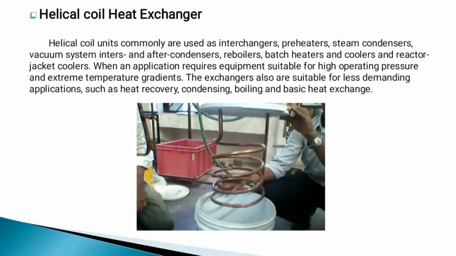Helical coil units commonly are used as interchangers, preheaters, steam condensers, vacuum system inter and after condensers, reboilers, batch heaters, coolers and reactor jacket coolers. The exchangers also are suitable for less demanding applications such as heat recovery, condensing, boiling, and basic heat exchange.